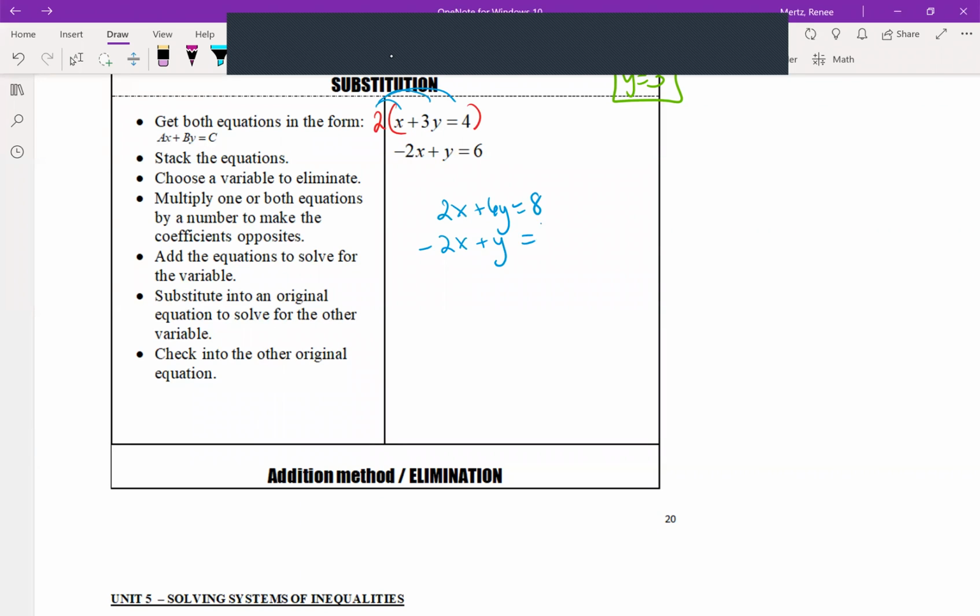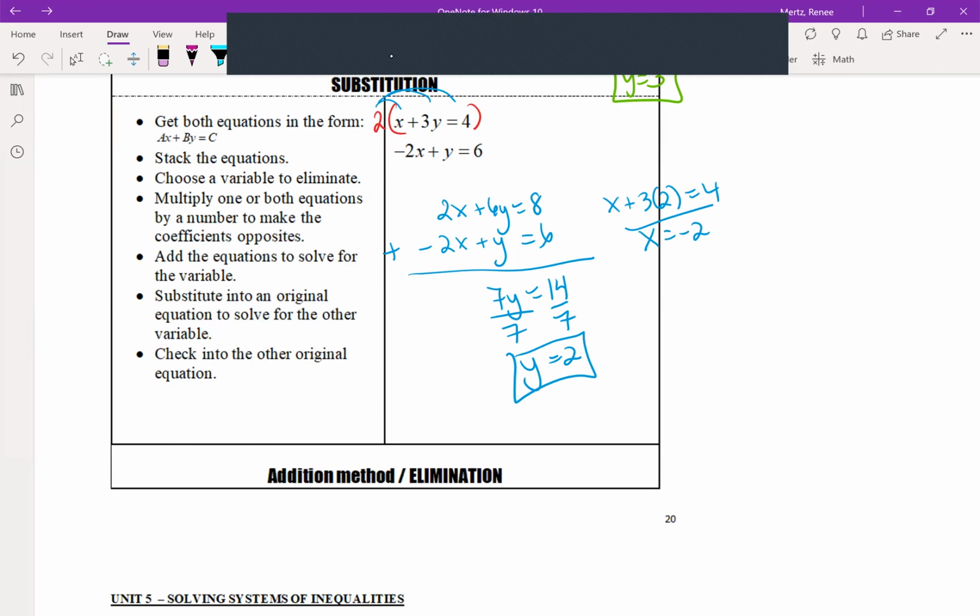Stack it, and then we add. So we get 7y equals 14. Divide by 7, y equals 2. Plug in to either original. So x plus 3 times 2 equals 4. X equals negative 2. And then we check into the other equation. Negative 2 times negative 2 plus 2 equals 6. 4 plus 2 equals 6. 6 equals 6. Nice job.